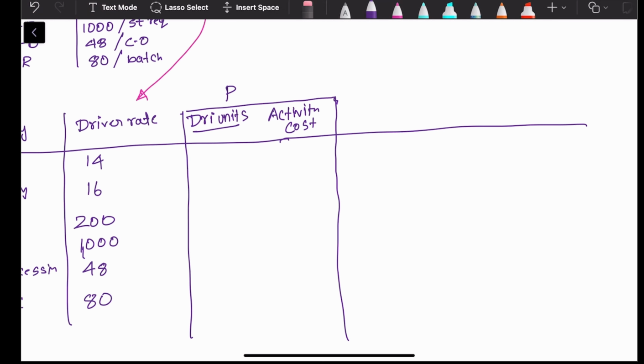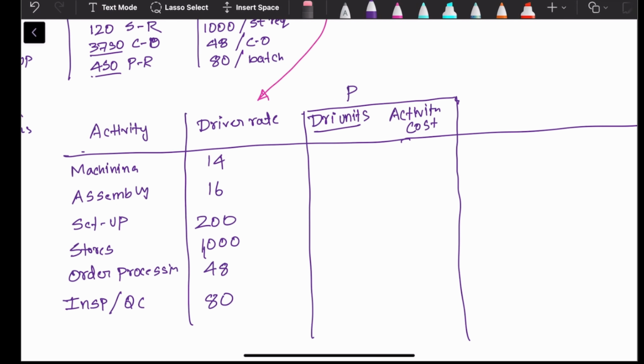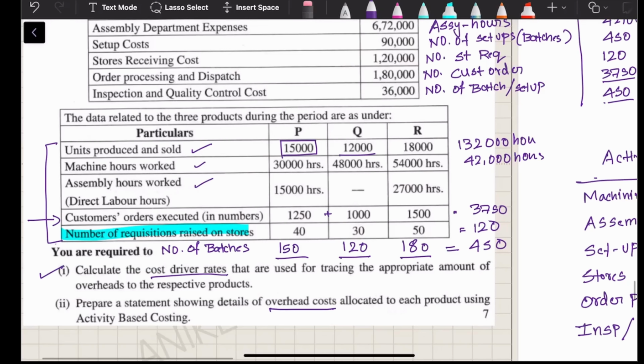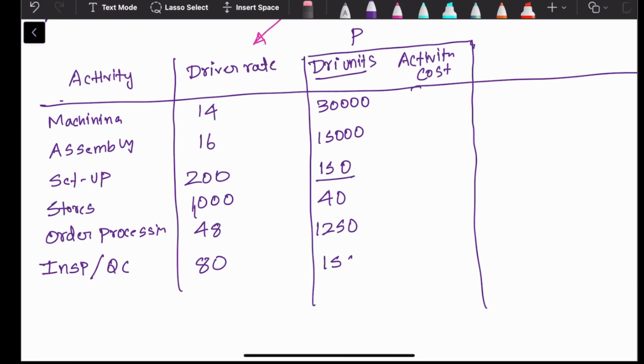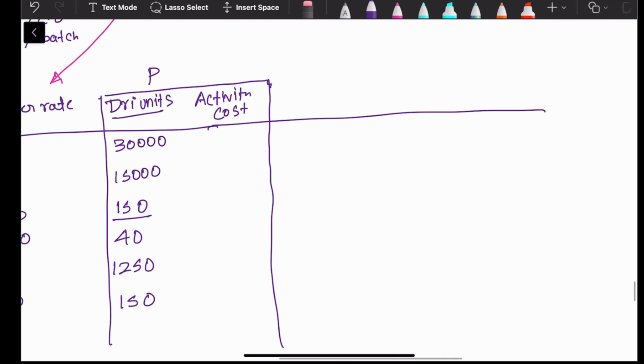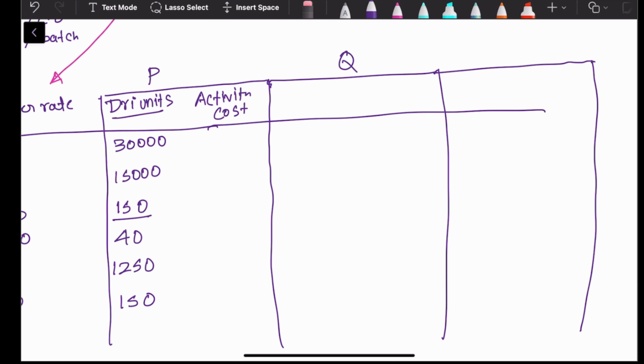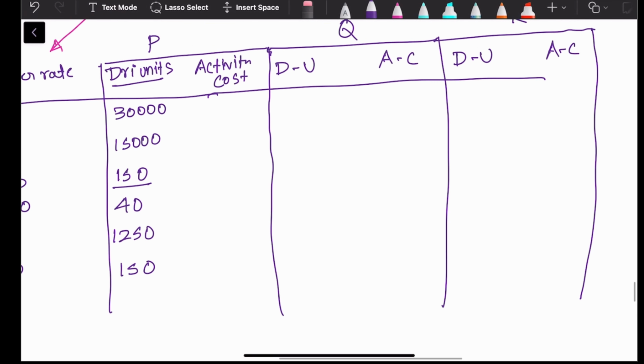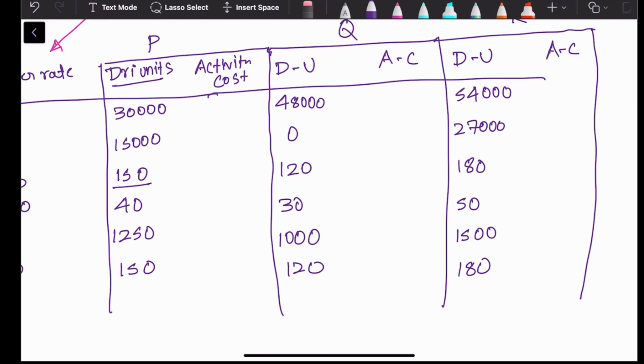In the third column we write first for P the units consumed by P. Now we have written the driver units of P. Next is multiplication of driver units and the driver rate. Subsequently, we have to calculate the same way for Q and R also, driver units and activity cost. Now pause the video here and calculate the activity cost for all the activities.